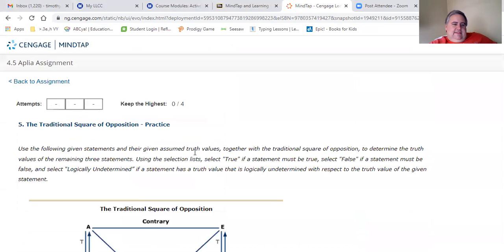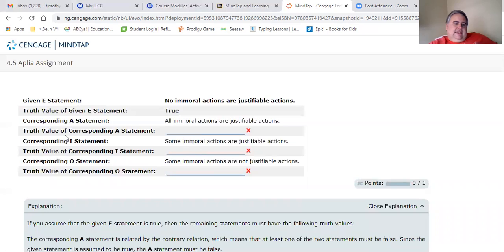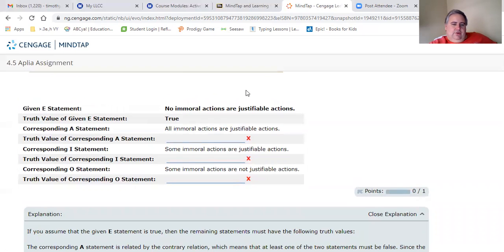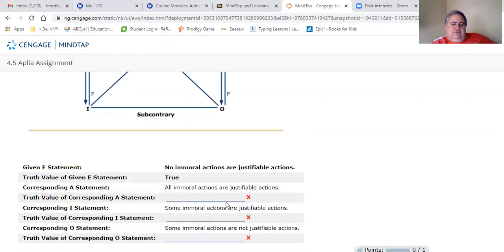I'm going to do one more of these. 4.5, practice it. So what you're going to do is it's going to say, we're given the E statement and we're given the value of true. So we know E is true. So we're going to go over to A, and we know that if it's true, we know the other one has to be false. They both can't be true. We know if this one's true, we know I has to be false because they're contradictory, and we know truth goes down. So we know if E is true, O is true.